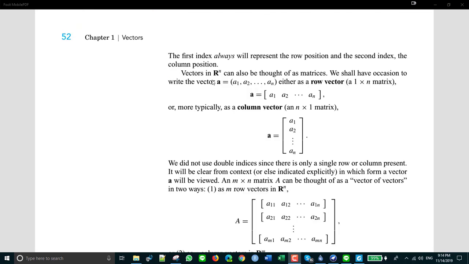So then we also say that vectors in Rn can be thought of as matrices. And sometimes, they say we'll have occasion to write the vector A as either a row vector, meaning a 1 by n matrix, like this, or more typically as a column vector, like this, which is an n by 1 matrix. We didn't use double indices here since there's only a single row, but we could. It would look a little strange, so this would be 1,1, 1,2, and 1,n, and so on. So we can say that a vector, we can view it as a matrix.